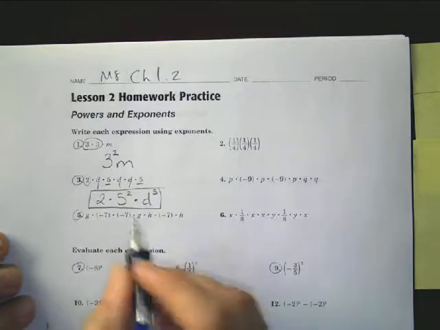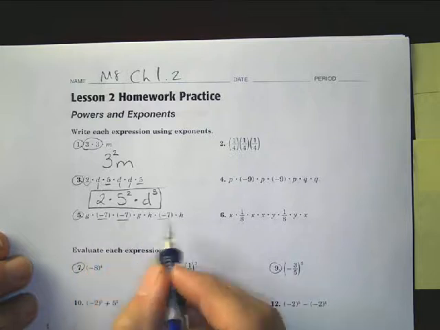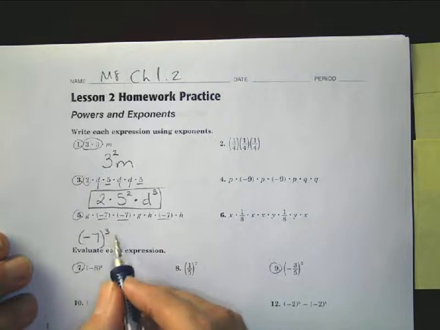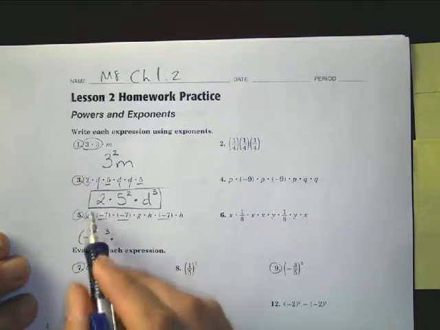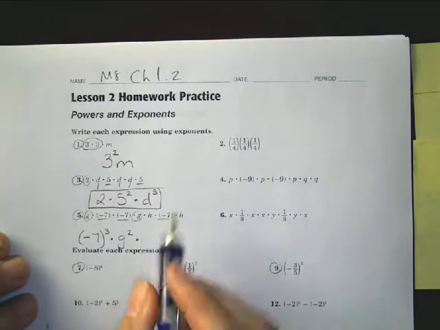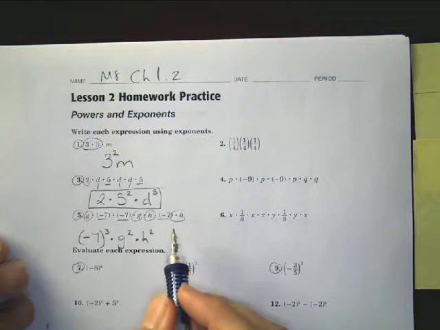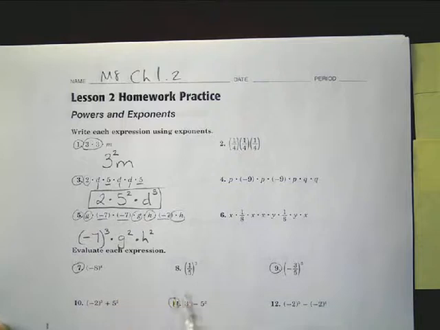And number 5, I look for the things I have in common. I have -7, -7, -7. So I actually have 3 -7's. So I write -7 to the third power times, look at my G's, I have 1, 2 G's, so G squared, times my H's, 1, 2 H's. And now I've written it out that way. So I have -7 cubed times G squared times H squared.